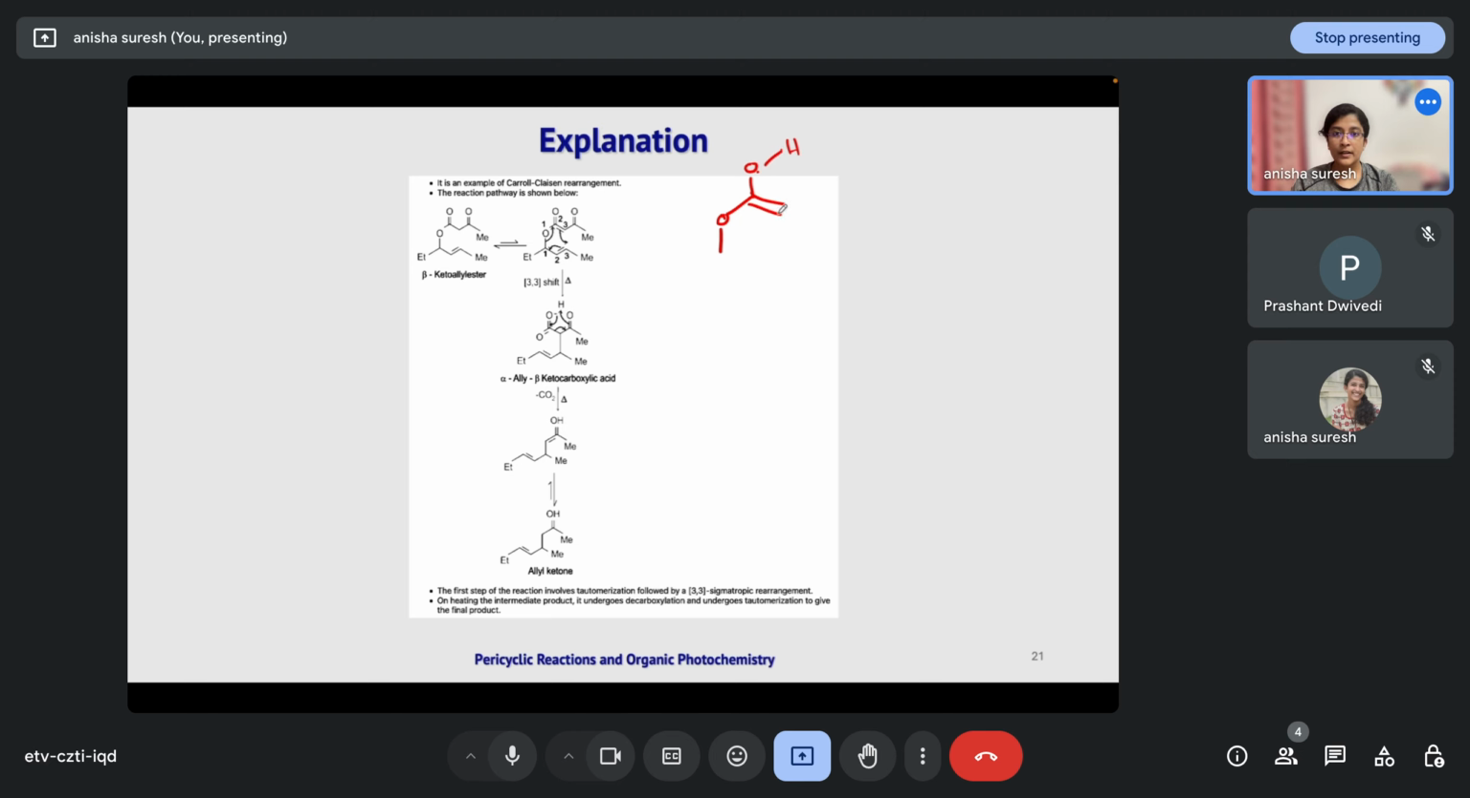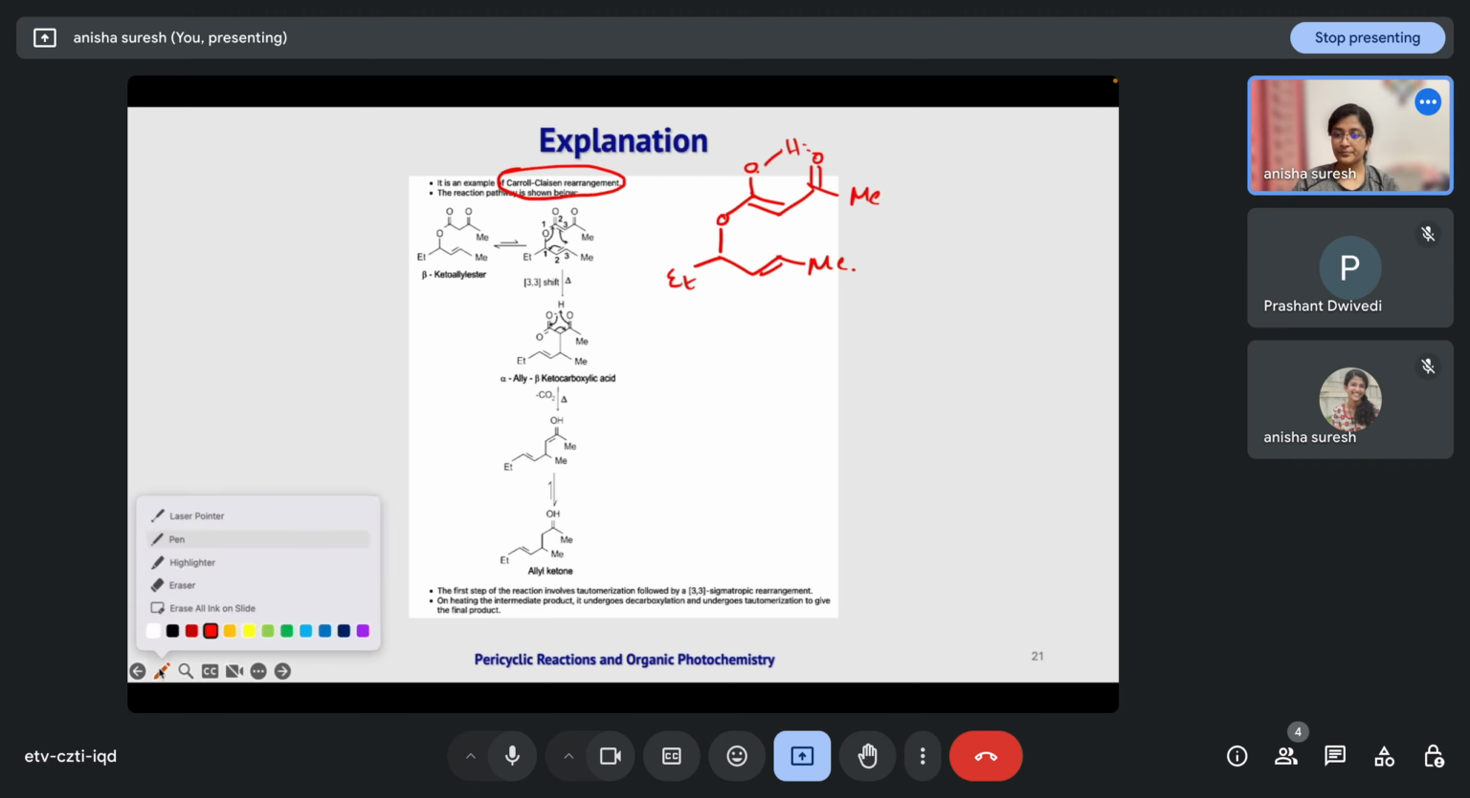OH double bond, Me, Et, Me. So this is existing in this form, and the name reaction is Carroll-Claisen rearrangement. Now what will happen? This can undergo a 3,3 sigmatropic rearrangement.